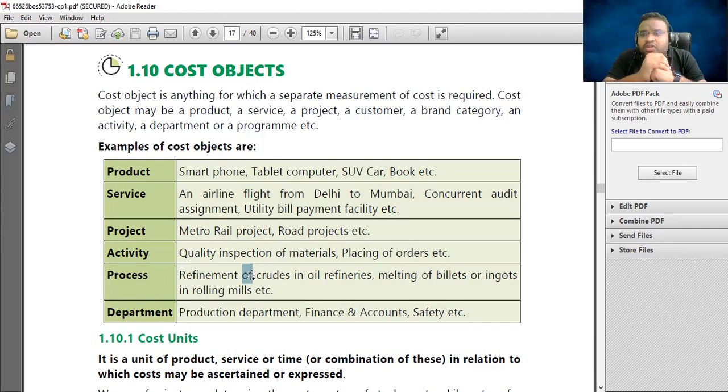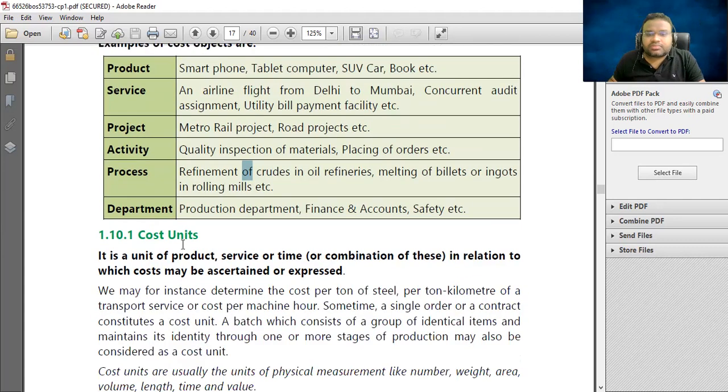separately? Or you are traveling, for example, you want to go on a tour to Manali. Now you want to track the cost of this Manali trip, from booking the train or flight, lodging, boarding, staying. If you want to know the total Manali trip cost, you say that 10,000 rupees or 1 lakh rupees is the cost. So wherever you want to have a separate measurement of cost, that is what we call a cost object. Now, the second one, cost unit.